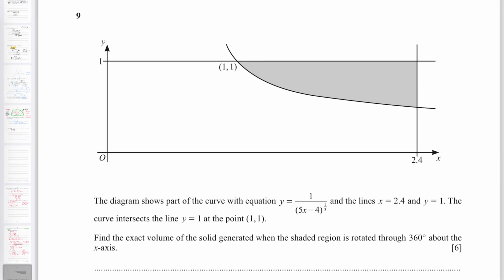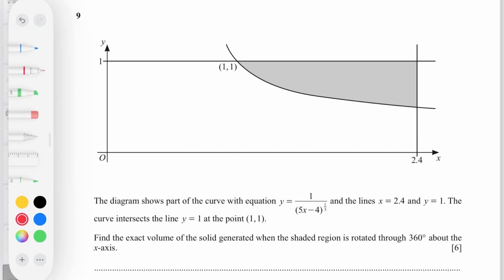The question says, find the exact volume of the solid generated when the shaded region is rotated through 360 about the x-axis. Now, do you know what the formula of integration is? When you rotate about the x-axis, whatever the equation of the curve is, you square it, then you integrate it, then you put the limits, and then write pi with it.